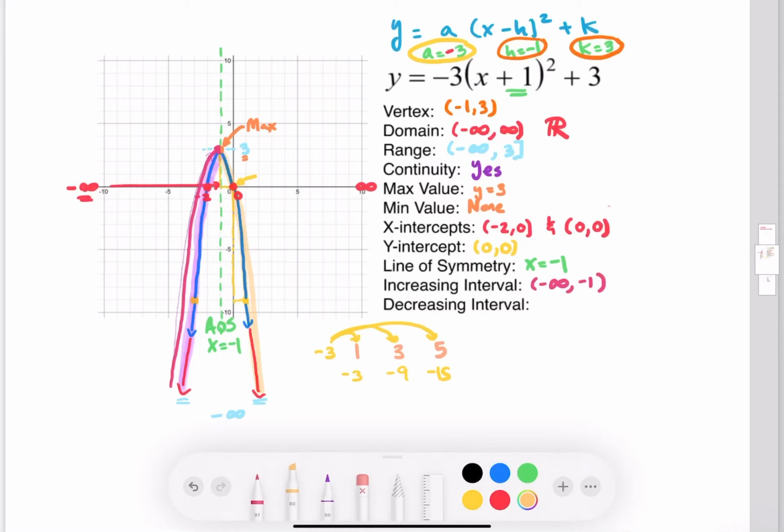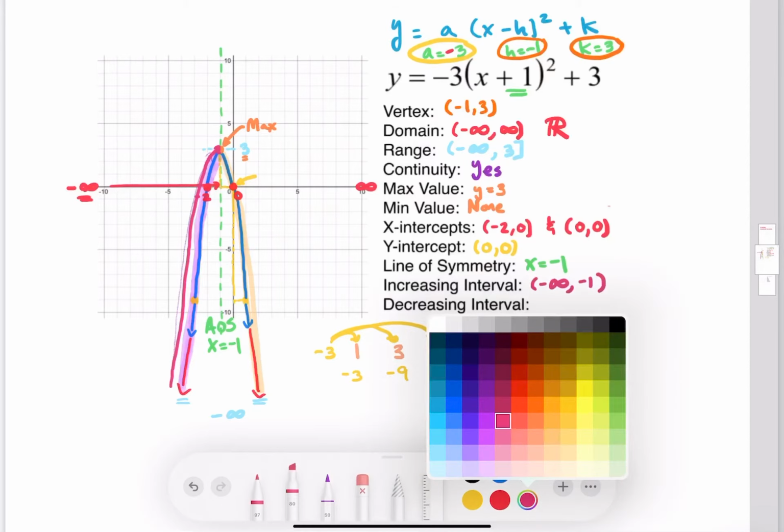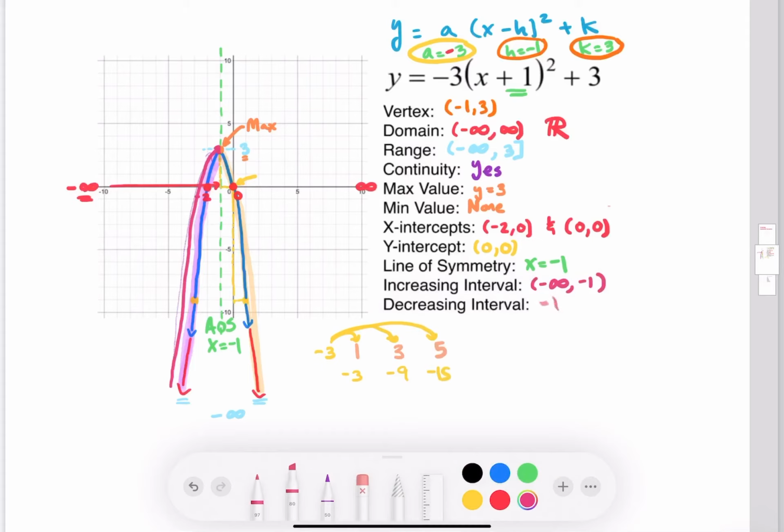So since it's going in a downward direction, we're asking ourselves, okay, well, where does that begin and where does that end? Well, it begins to decrease starting at -1, where that axis of symmetry is. So it starts at -1, and it continues to decrease until it hits infinity. So again, if we read the graph from left to right, it starts at -1 and continues to decrease forever towards the right. So from here to here, reading it from left to right, it's going in a downward direction.